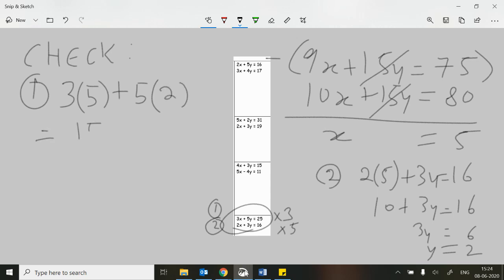When you work that out, you've got 15 plus 5 times 2 is 10, and that's equal to 25. And we can see that that's the answer at the end of the first equation. So because that works, I know that I've got the right answers to both of those questions, to both of those variables.